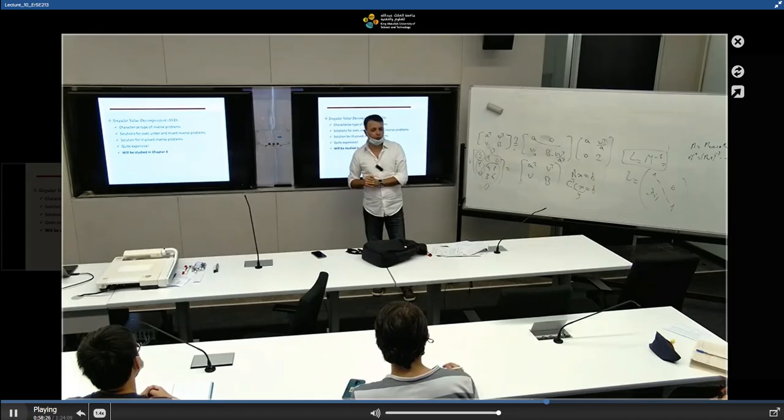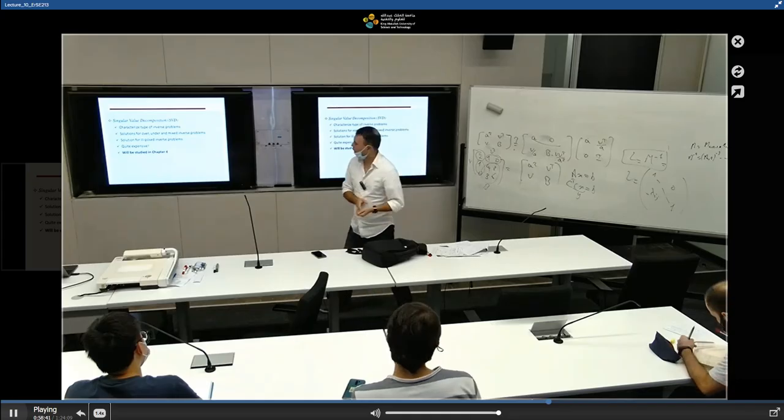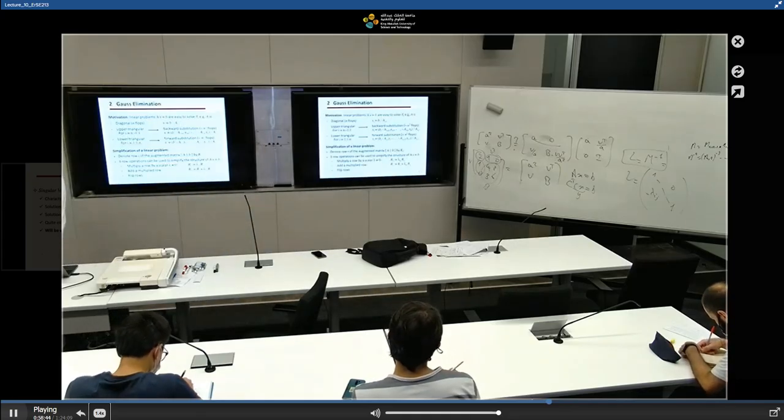Okay, let's do the row echelon form. Row echelon form is very straightforward. It's Gauss elimination applied to a matrix that is not square. Okay? One by one.